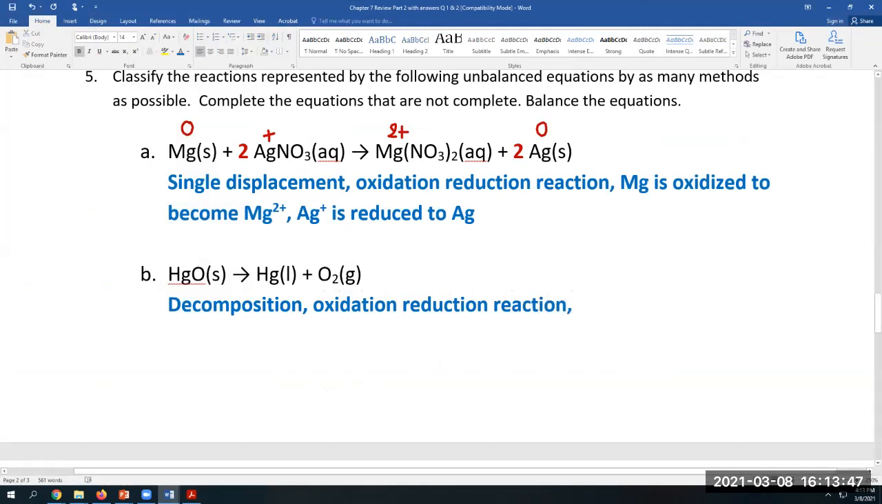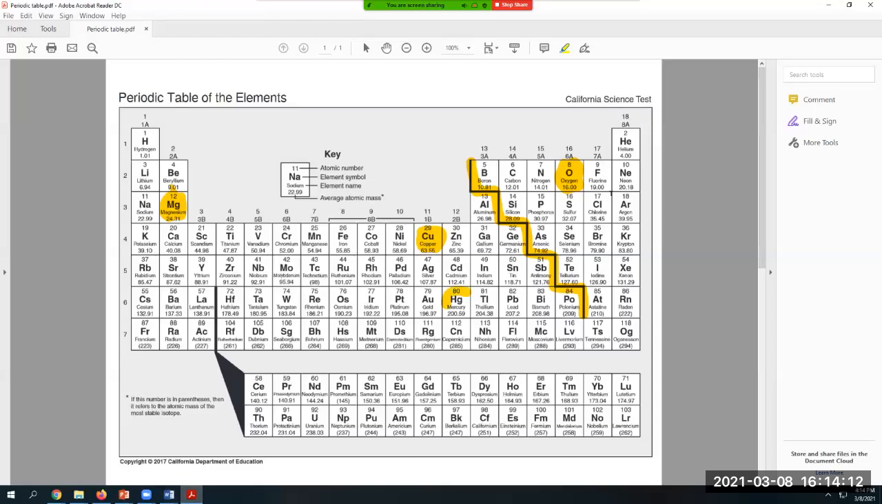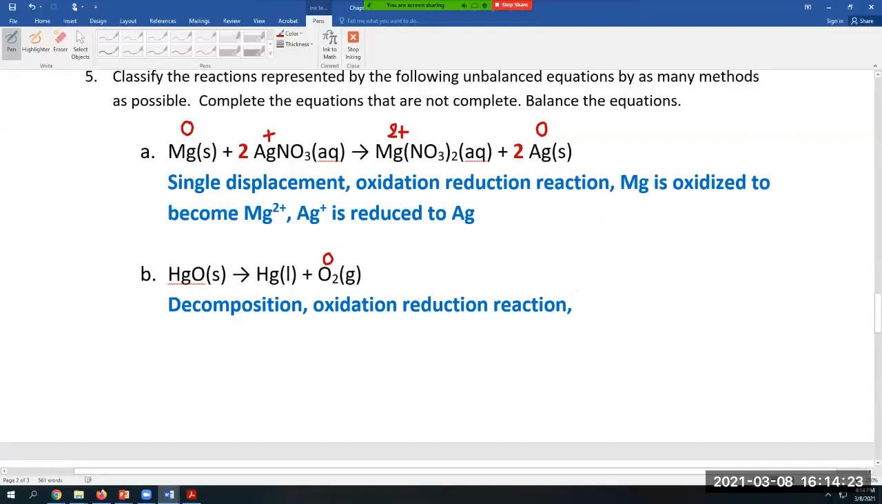So let's look at the oxidation states then. Let's look at the right side first. On the right side, we have oxygen, the gas. So that tells you it's oxygen in its elemental state there. And we have mercury as a liquid. And you should know by now that mercury is the only metal that is a liquid at room temperature. So mercury as a liquid is mercury in its elemental state. So that means it's also a 0 oxidation state for mercury on the right side.